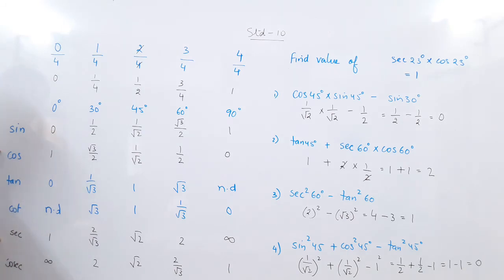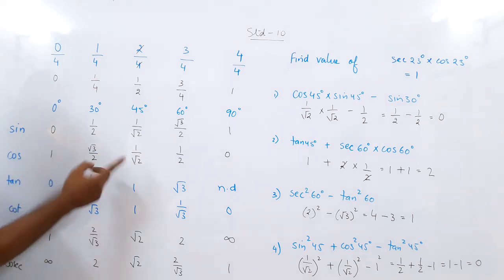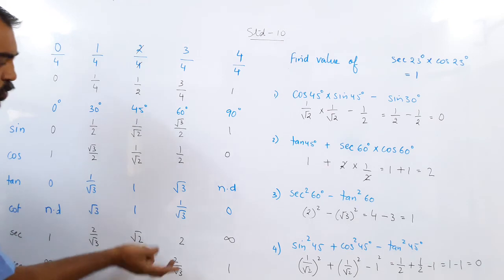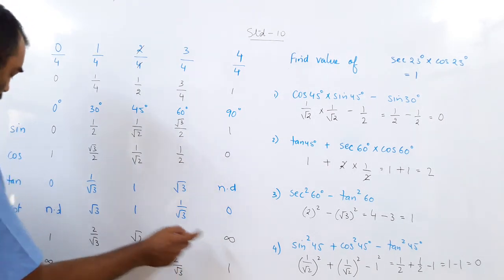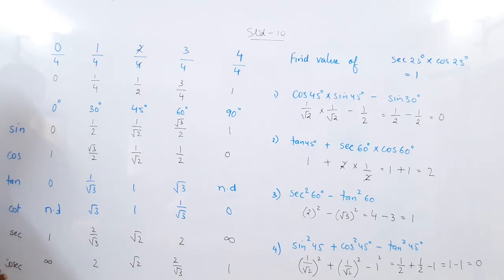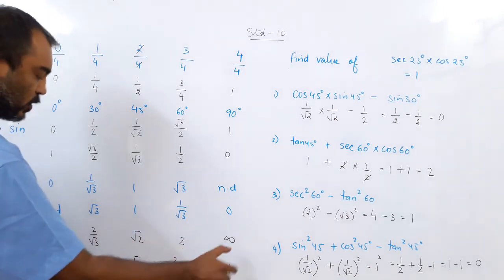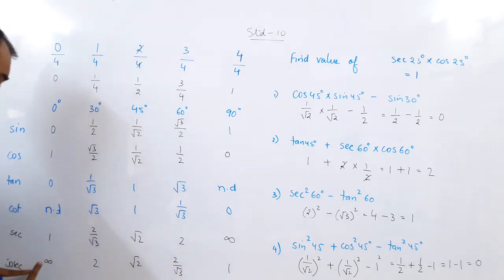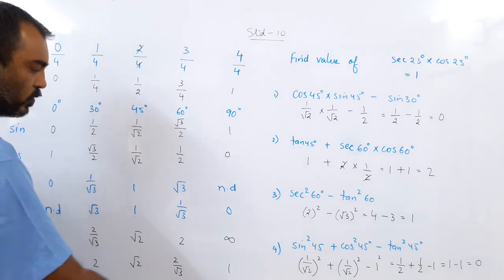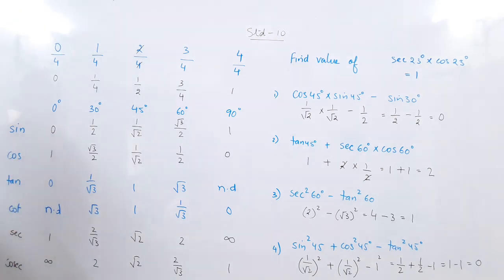Same way sec is the reciprocal of cos. So 1 upon 1 is 1, root 3 by 2 becomes 2 upon root 3, 1 upon root 2 becomes root 2, 1 upon 2 becomes 2, and 1 upon 0 becomes not defined. Here again, cosec I can find as the reciprocal of sine, or since sec is increasing from 1 to infinity, cosec is the reverse, going from infinity to 1. So this is the way we make the table.